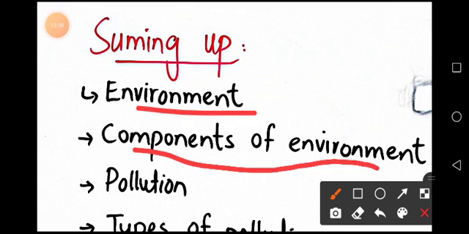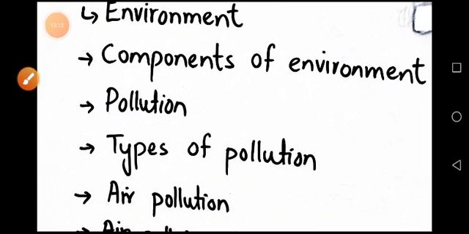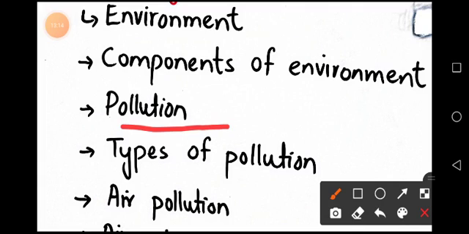Then we discussed pollution. What is pollution? In simple words, any harmful change in our environment is pollution. Another definition: any unwanted and undesirable change in the environment that affects the atmosphere and disturbs the ecosystem is called pollution. Then we discussed the types of pollution. There are mainly four basic types of pollution: air pollution, land pollution, water pollution and noise pollution.